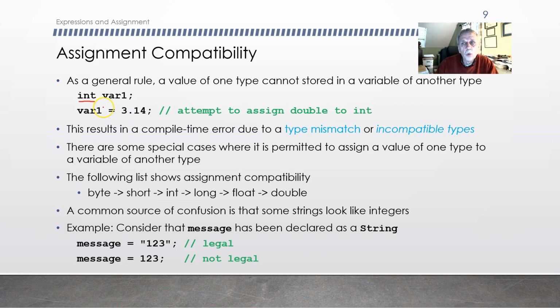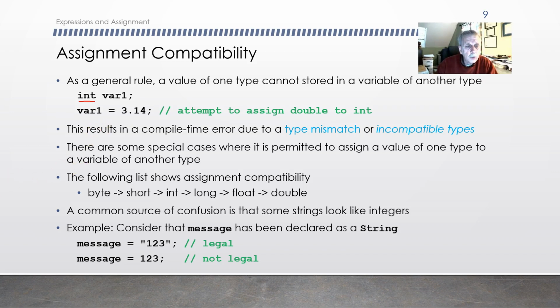So in this case, with var1 having been declared as an integer, this assignment statement causes a problem. 3.14 is not an integer, it's a double. An attempt to do this would result in the compiler bringing to our attention the fact that something is wrong, that there's an error. This is referred to as a type mismatch, or sometimes incompatible types. The idea is that you cannot put a floating point value into an integer storage. So certain assignments are acceptable, but this is not one of them.